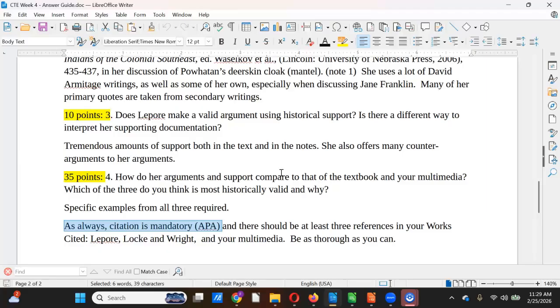And then question 4 is worth 35 points because it requires you to look not just at Lepore, but to compare her to the textbook in your multimedia and to demonstrate or prove your analysis of her and of them by using quotes and examples from them. You're supposed to tell me which of the 3 you think is most historically valid and why, and you need to give me some specific examples. And many of you did not do that. You just made bland assertions about the textbook, that it just reads like a textbook. Okay, great. What does that mean?